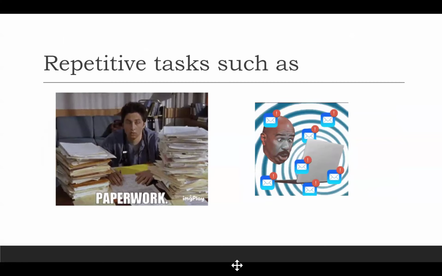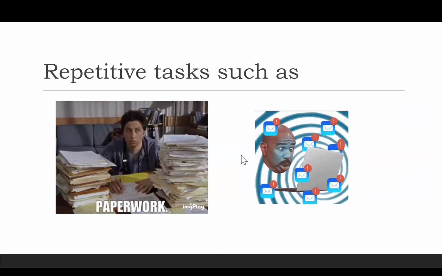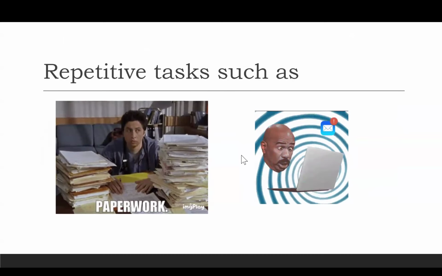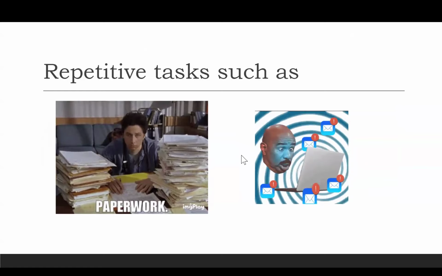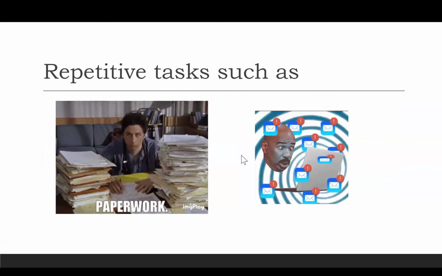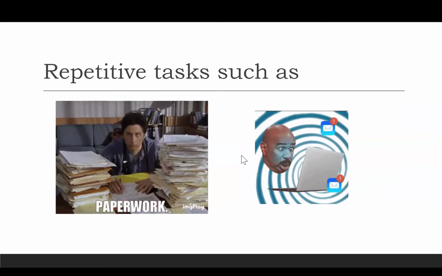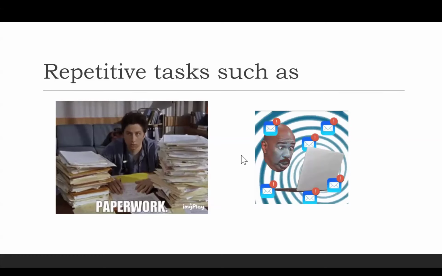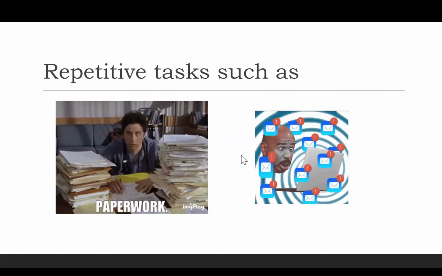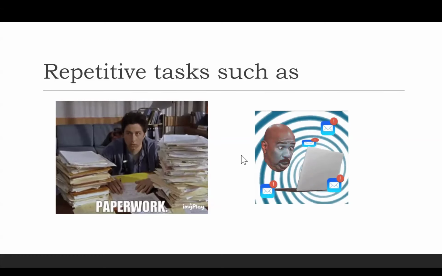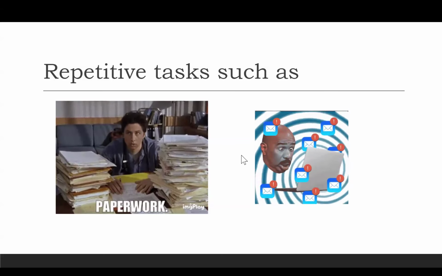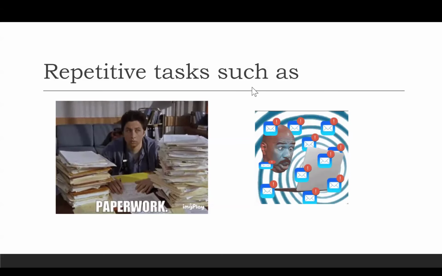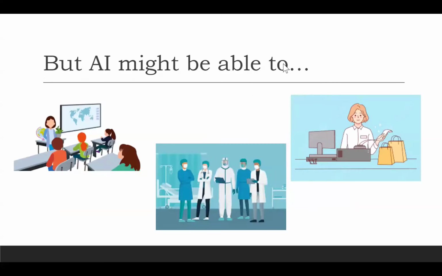So they could fill out paperwork because that can take a while, and they can respond to customer service emails because many big companies get a lot of emails and it takes a very long time to sort through all of them. So AI could help with that. But AI might also be able to help teachers, help healthcare workers, and even check out stuff.